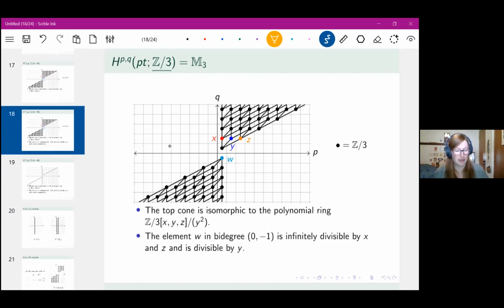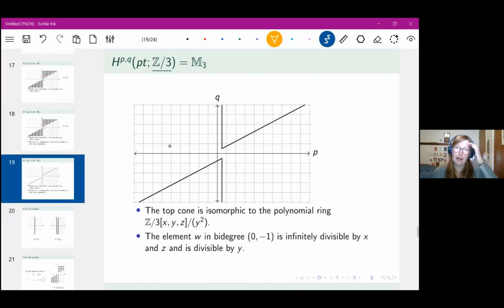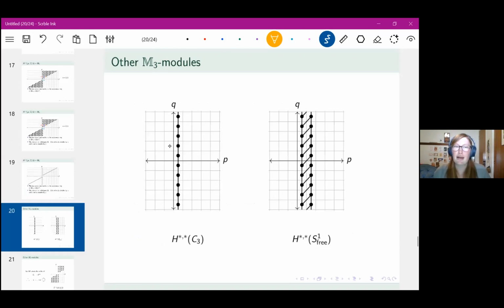So these computations are not particularly easy. And I am going to just abbreviate this picture by just outlining the cone, because there's a lot of information there, and to make these computations easier to understand, I'm going to drop some of this notation, but we do have to remember that there's a lot of structure hidden here. So some other M3 modules, so the cohomology of C3 is another M3 module, just a tower of Z3s. This guy here is the cohomology of the circle, which freely rotates 120 degrees.